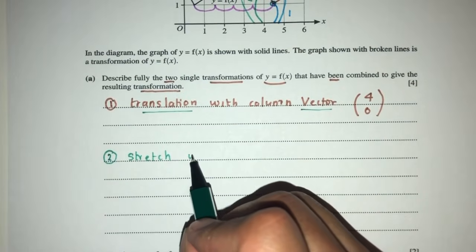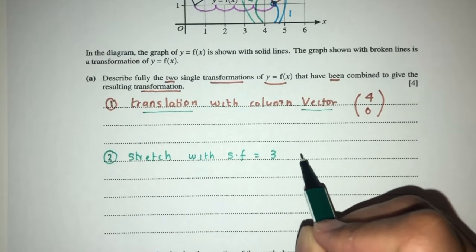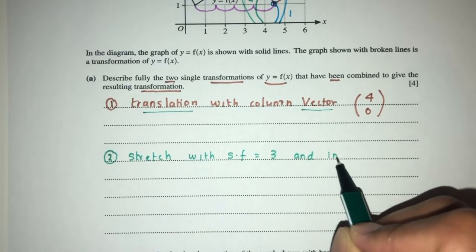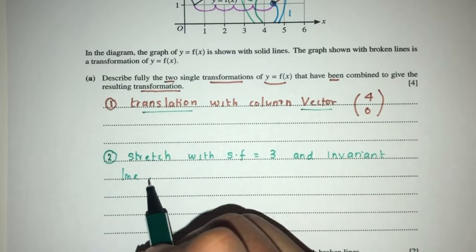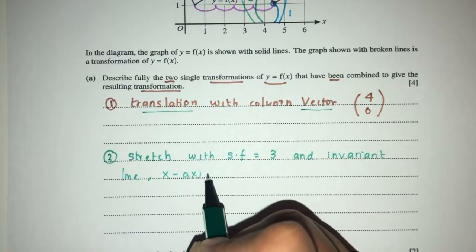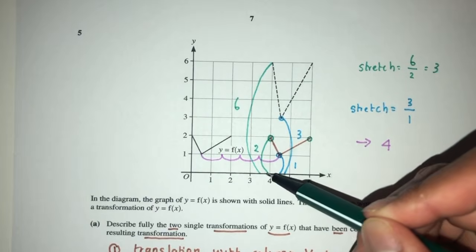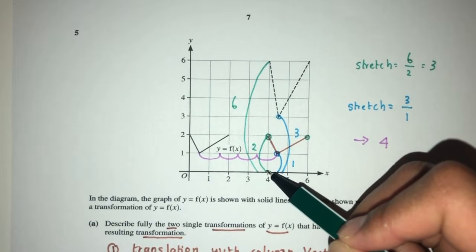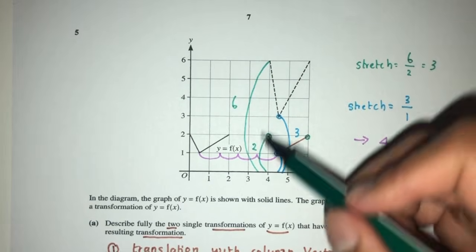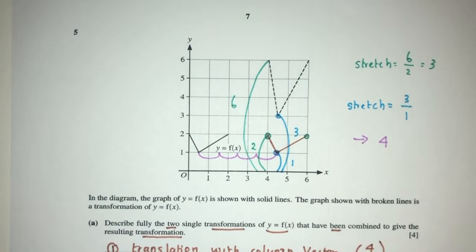So now we can safely write it is a stretch with stretch factor equal to 3, and also we have to provide the invariant line. Invariant line is the x-axis, because as you can see, every time we measure the distance, we are counting from the x-axis. This is why it will be called the invariant line. So here we count 1, 2 from the x-axis, and here 1, 2 till 6 from the x-axis. So this line will be the invariant line whenever we have to describe a stretch.